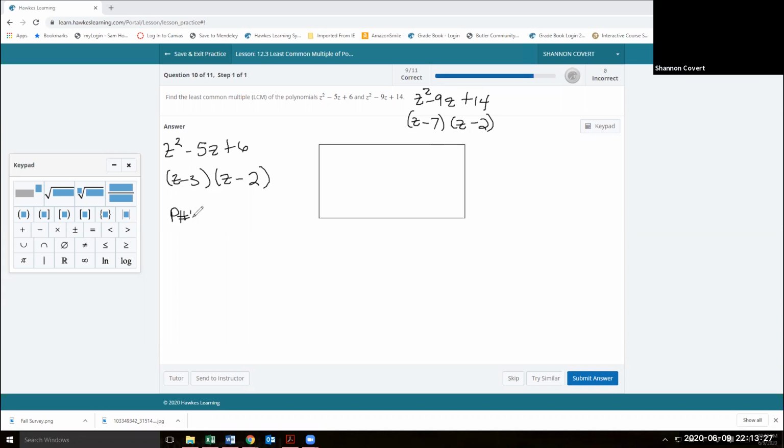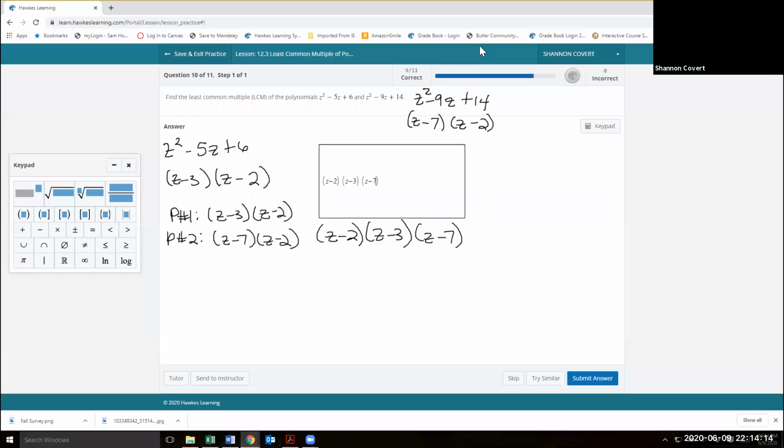Listing the factors for polynomial number 1, I have z minus 3 times z minus 2. For polynomial number 2, I have z minus 7 times z minus 2. So they each have z minus 2 as one factor. And then I also have a z minus 3 with polynomial number 1 and a z minus 7 with polynomial number 2. So the least common multiple is z minus 2 times z minus 3 times z minus 7.